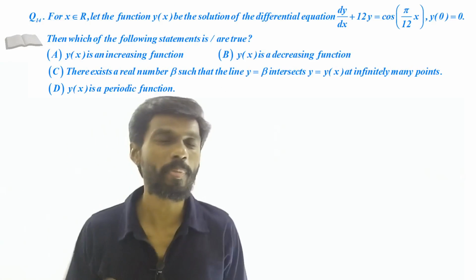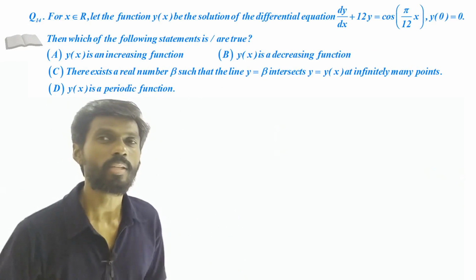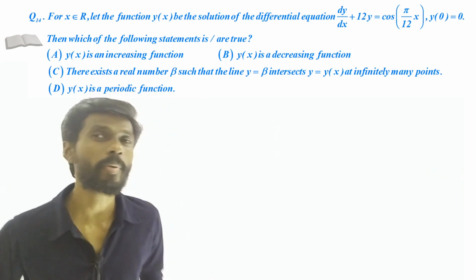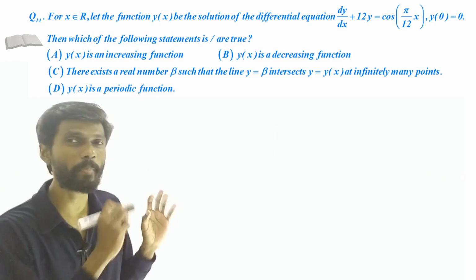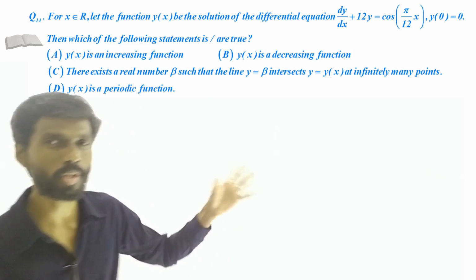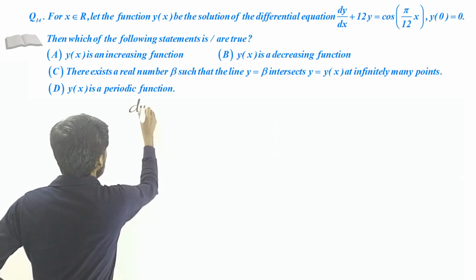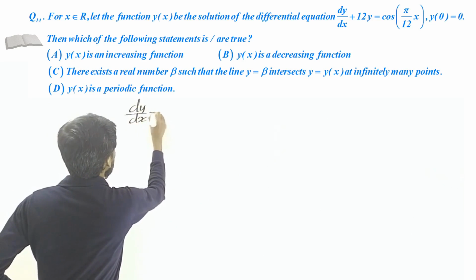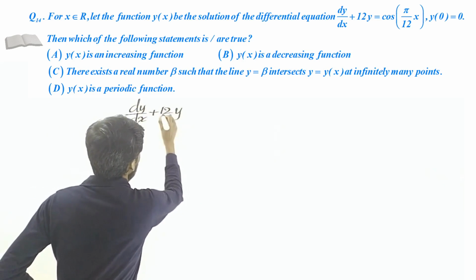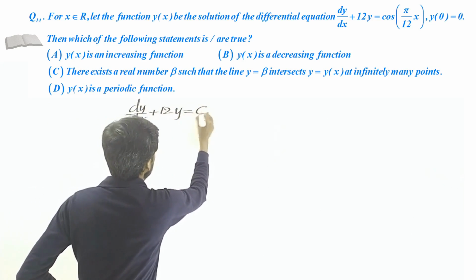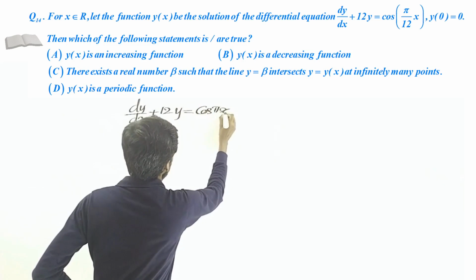Here we are given a simple differential equation. Let's solve this equation, right? This is a linear differential equation because it is of the form dy by dx plus p multiplied by y equals some q, a function of x. So this is of the form dy by dx plus 12y, so p is 12, and that equals q, which is cos pi x divided by 12.